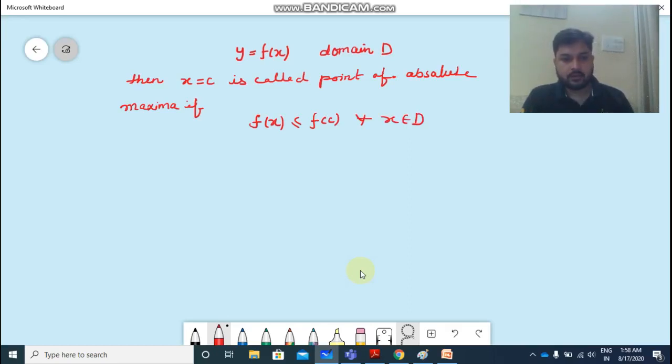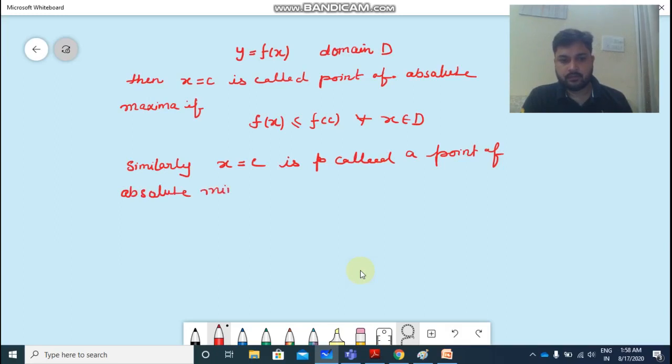Similarly, the point x is equal to c is called a point of absolute minima if f(x) is greater than or equal to f(c) for all x in the domain.